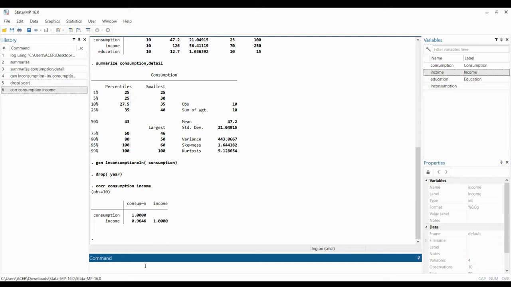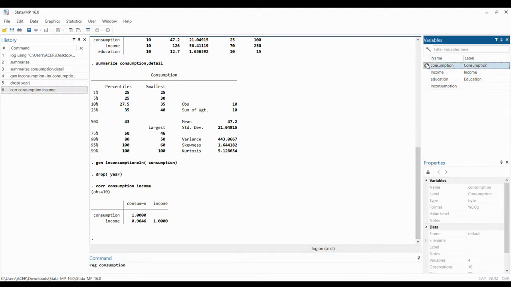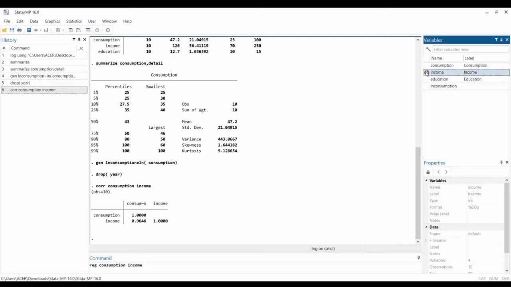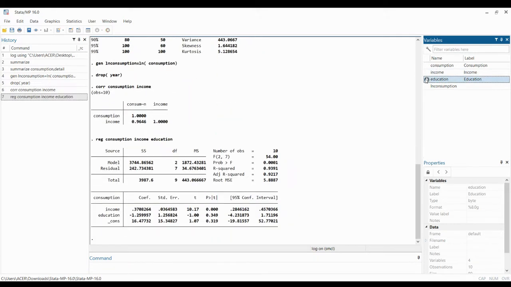So the regression command is reg, then a space, then the dependent variable consumption, then a space, then the first independent variable, and then the second independent variable, and then press enter. So now the result has come in the result window. This is the regression result, and we are regressing consumption on income and education. So that means we are considering the three variable regression model.